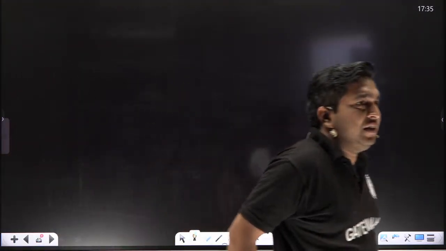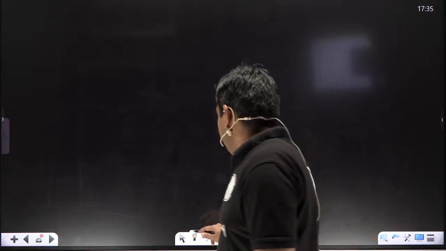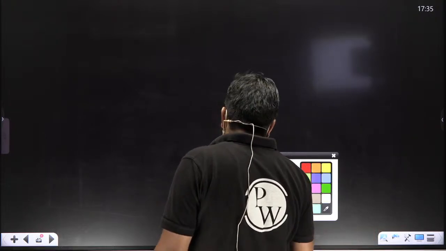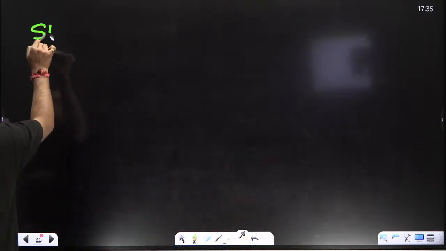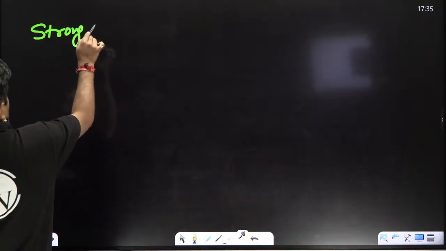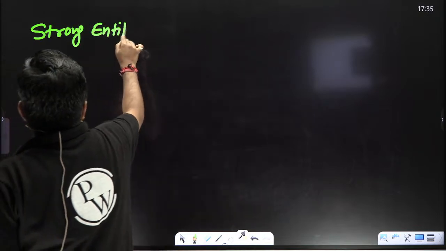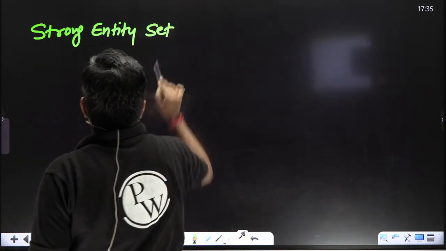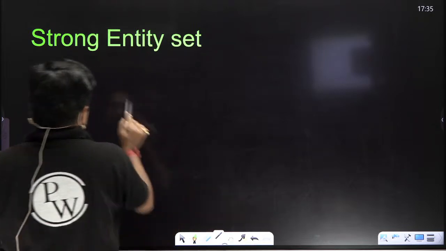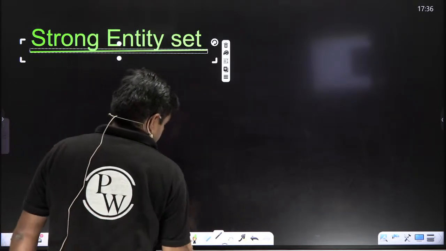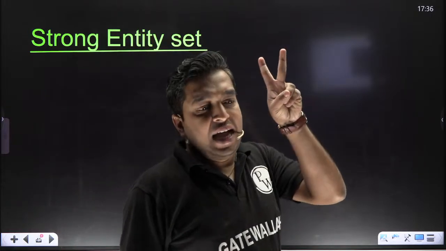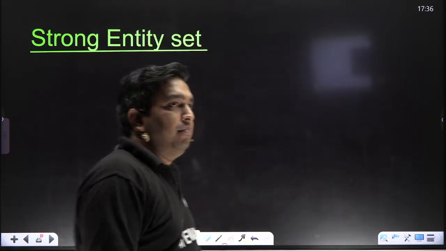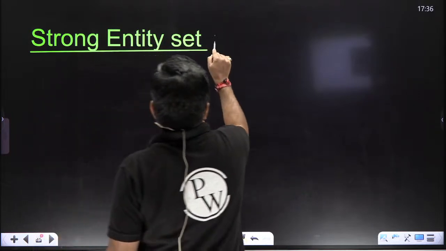Till now, each and everything is crystal clear, everyone. Sir, for one to one, there are two candidate keys, either A or B.